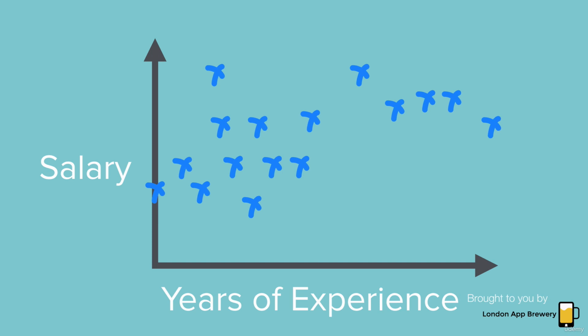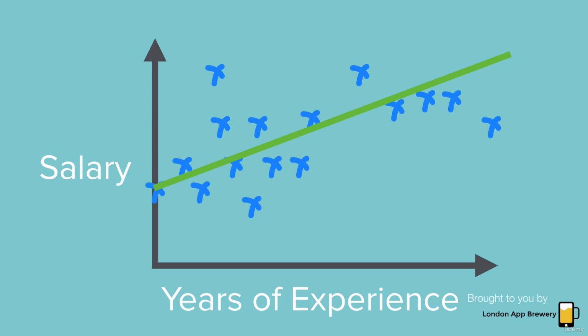But as you can see, using your human eye, as the years of experience increase, you generally see an increase in the amount of salary they earn. Now, if I told you to try and draw a line through all the data that best fits this particular data set, you might be able to do it quite easily. Similarly, this is what we want our regression model to do. We want it to draw a line through the data that best fits this particular data set.